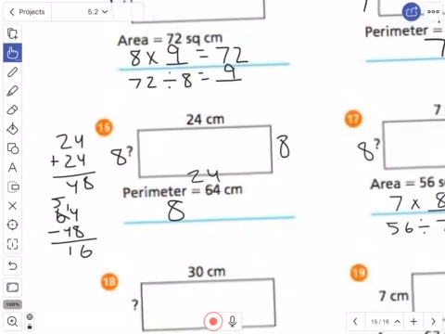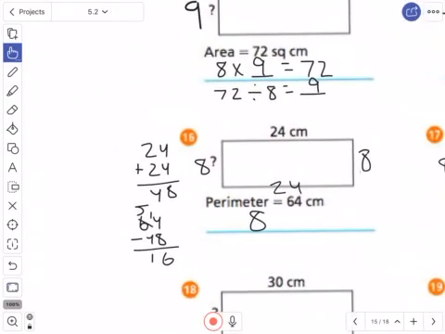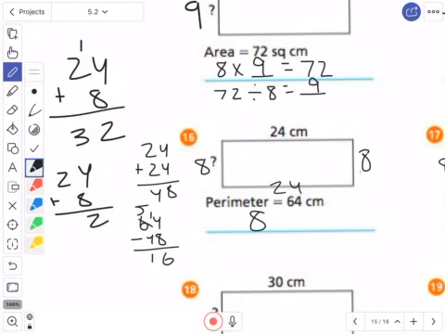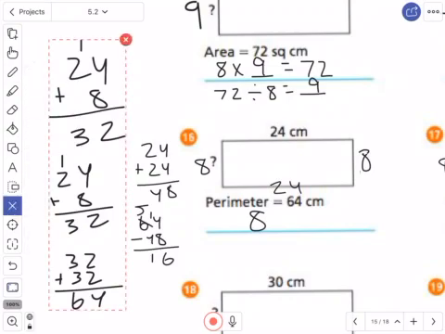But I'm going to just double check it just to make sure. Okay, so I do 24 plus 8. Okay, 8 plus 4 equals 12. So carry my 1 up, that's 32. And then I do 24 plus 8 again. 8 plus 4 is 12. Carry that one up, 32. And 32 plus 32 equals 64. Awesome, it did work.